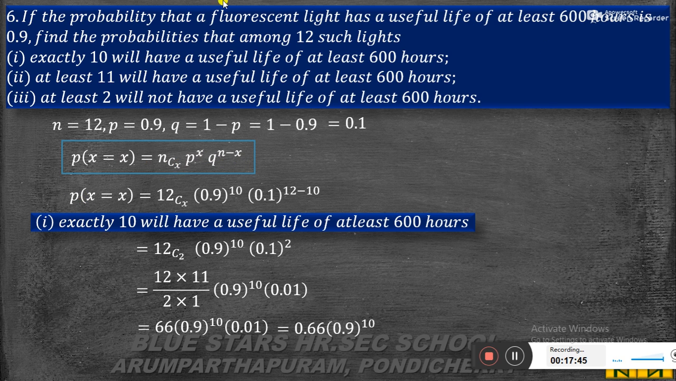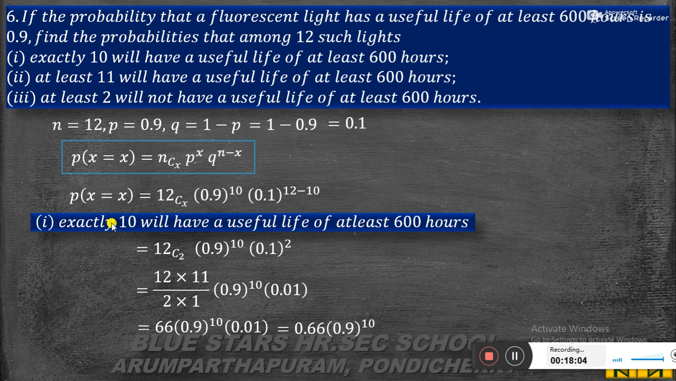So I substitute here: the probability of x equal to x, n equal to 12, is 12Cx, the p value 0.9 whole power x. Next, the q value is 0.1 whole power n minus x, where the n value is 12, so 12 minus x.